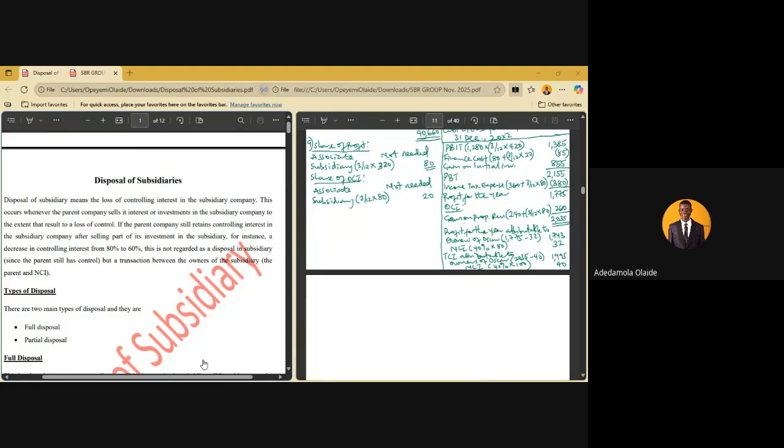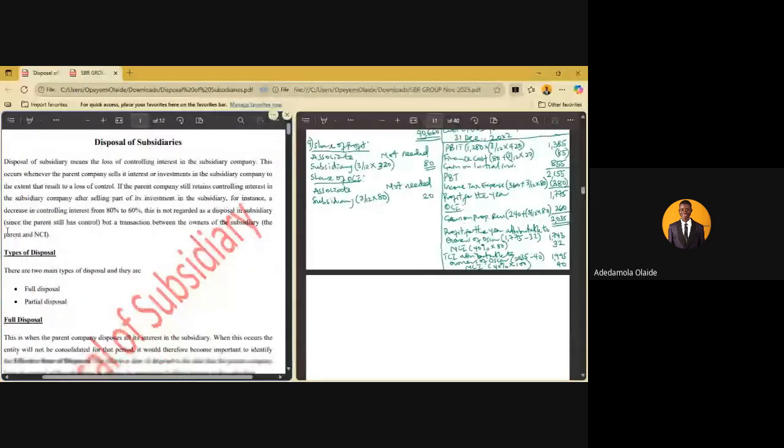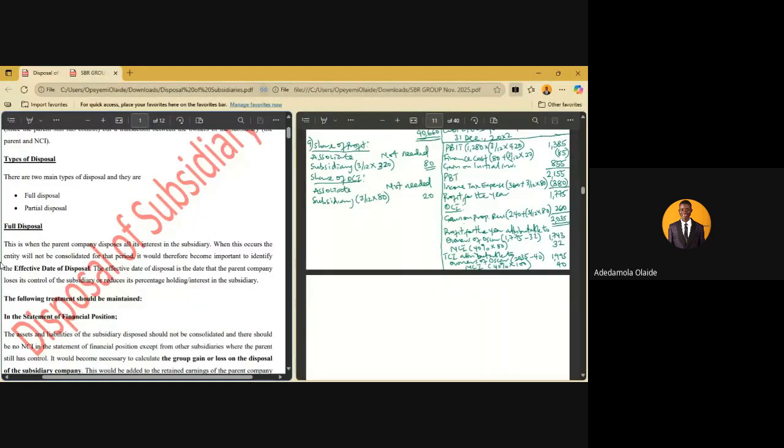Sorry for that break in transmission. So that's for full disposal and partial disposal. The other one that is somehow closer to it that we take to be disposal also is where there is disposal of the subsidiary, but control is still retained. We don't really call it disposal, rather we just call it a transaction between owners of equity.